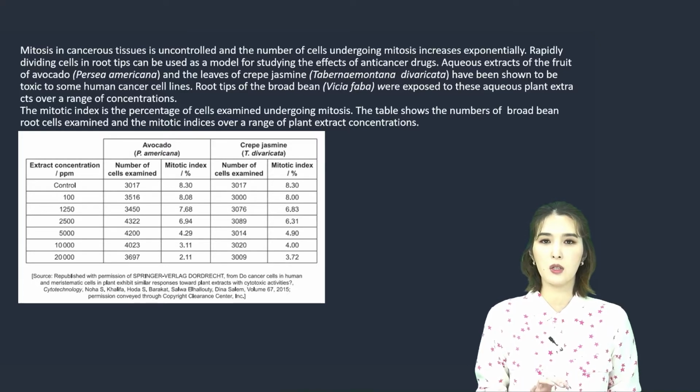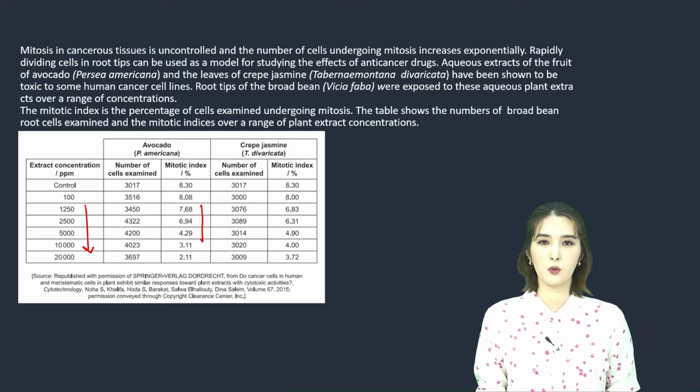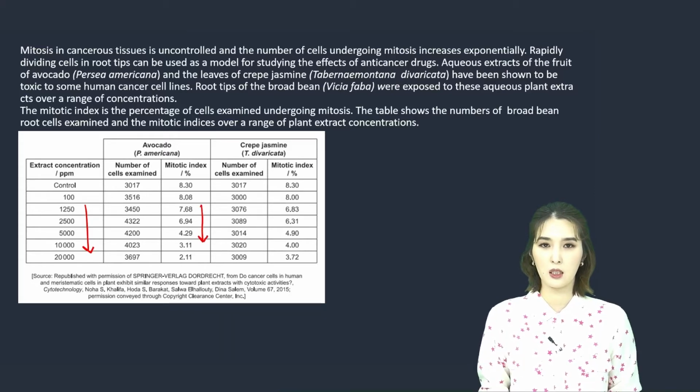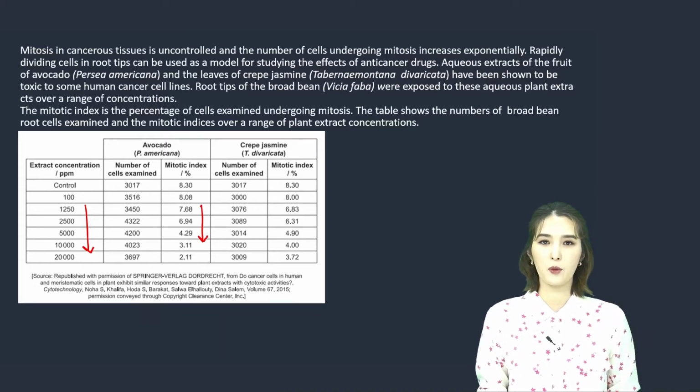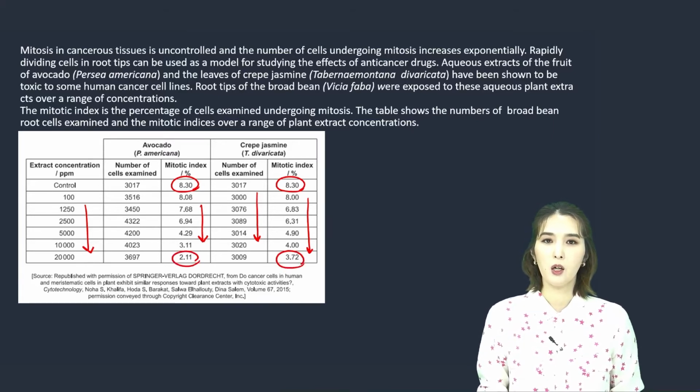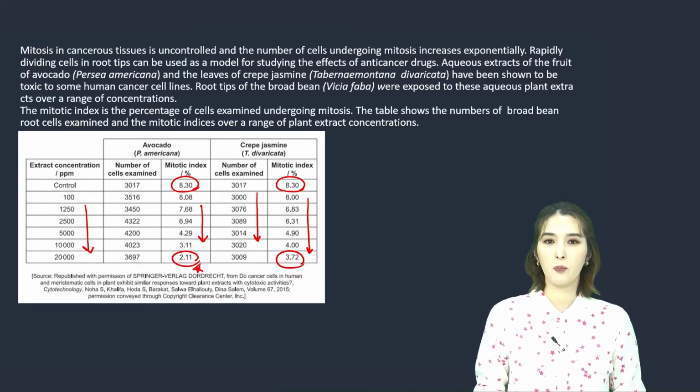And so here, as you can see, when we increase concentration, we actually can see a decrease in the mitotic index for both cases. And so for avocado, when you increase the concentration of the extract, mitotic index decreases. And it's the same for crepe jasmine. When you have an increase in concentration, you also get a decrease in the mitotic index. Now, they start at the same percentage of 8.3, but avocado has a greater effect in decreasing the mitotic index, since it ends up at 2.11% compared to 3.72% of crepe jasmine.